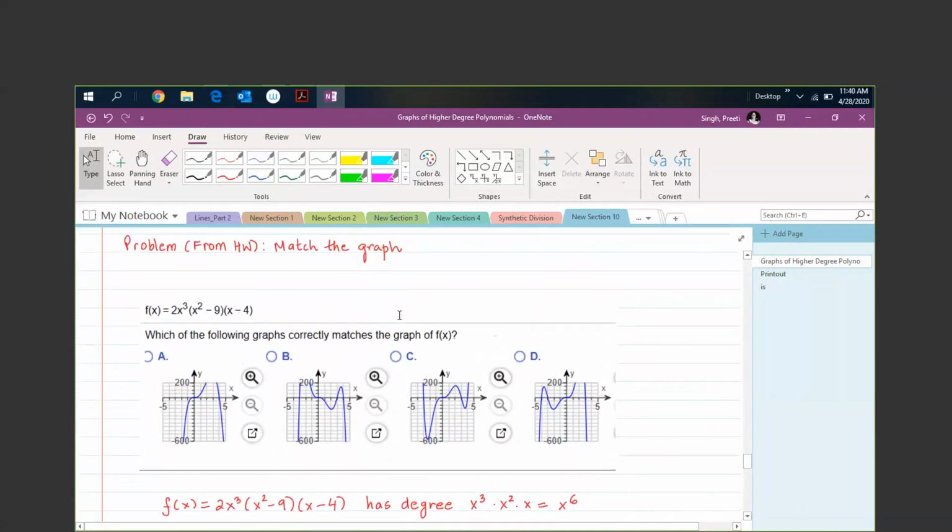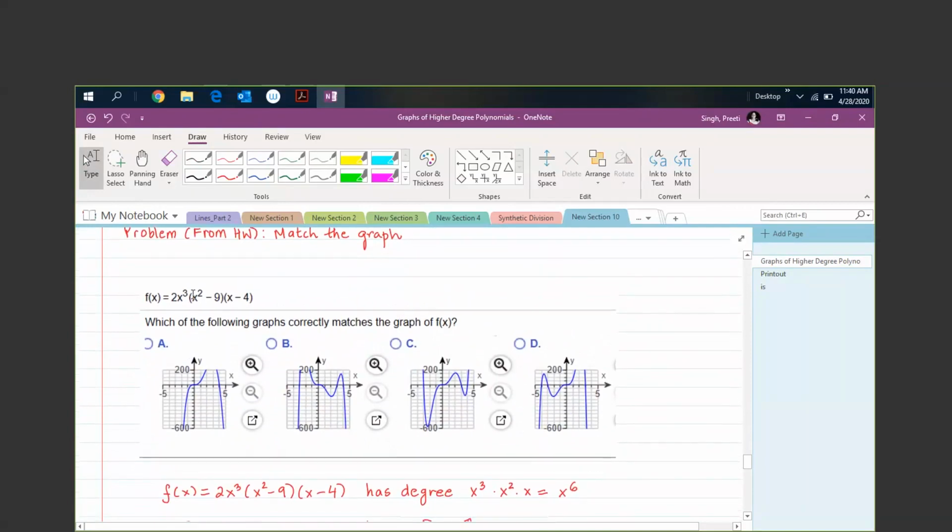Okay, let's look at this one. These are the questions from the homework. The first one is match the graph. Factored form is given. So if I look at this, a couple of things to note. This will give me x equals 0 as a zero. This gives me x equals 4. These are the easy ones. x squared minus 9, again, is a difference of two squares. This is the same as x squared minus 3 squared, which is x minus 3 times x plus 3.